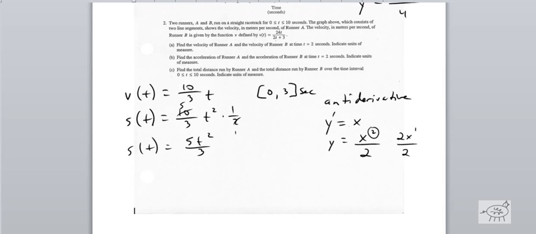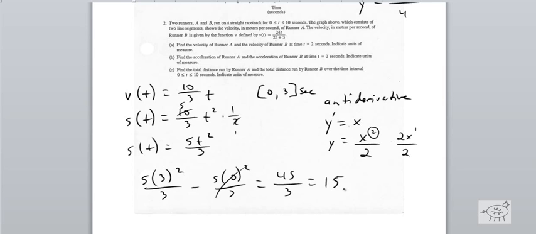So what I want to do with this is put the value in. It's my position. How far did I go? So it's 5 times 3 squared over 3 minus 5 times 0 squared over 3. And of course that's 0, which is kind of nice. And so that's 9 times 5, 45 over 3, and that equals 15. That is your change in position from 0 to 3 seconds.